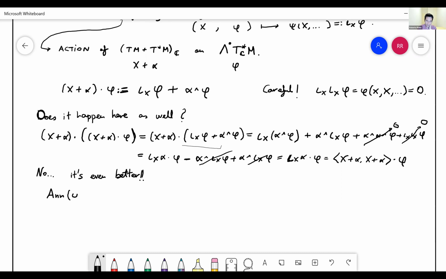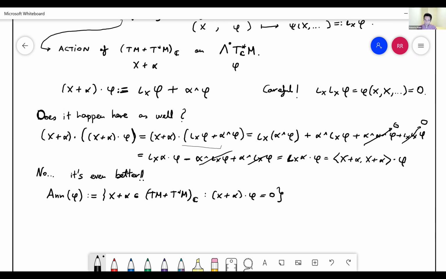So now I want to define one of these Dirac structures as an annihilator of a form. Okay, and I would say, okay, the annihilator I can consider here are the X plus alphas inside TM plus T star M complexified, such that when they act on this form, this gives me 0.